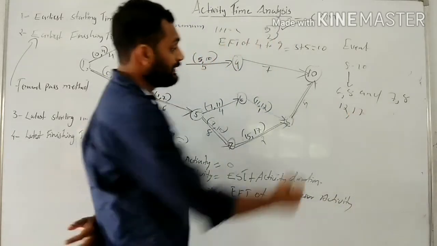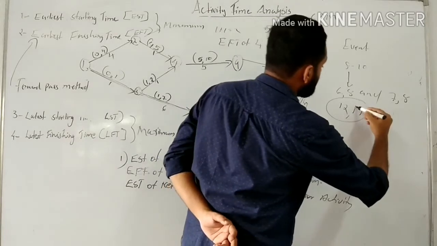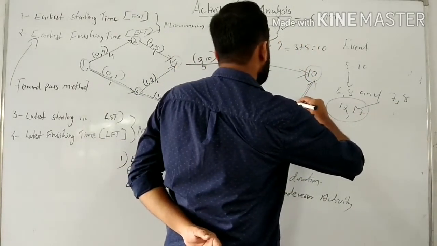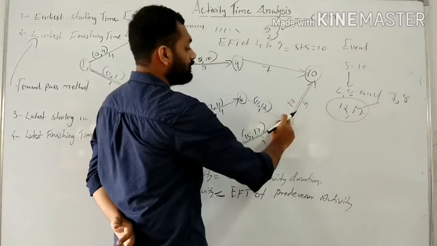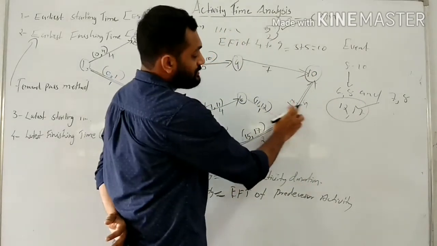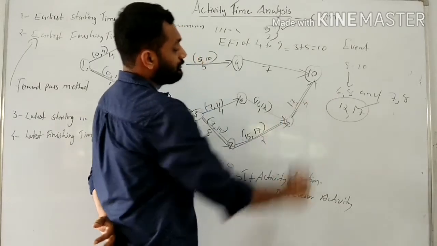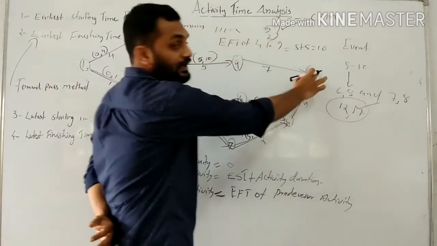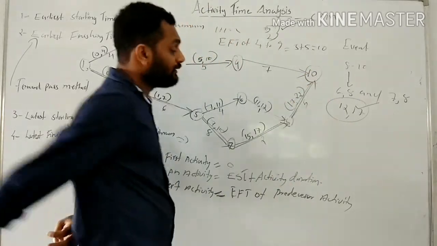So we will take the maximum, that is 17 days, as the EST of 8 to 10. 17 comma EFT is 17 plus 5, that is 22 days. 22 is the EFT of 8 to 10.